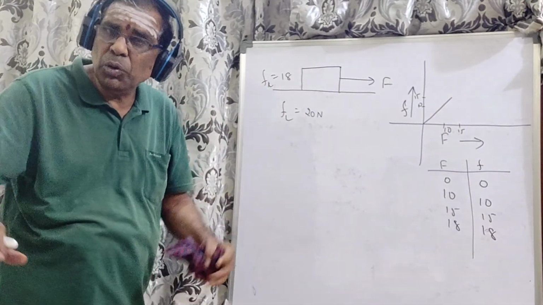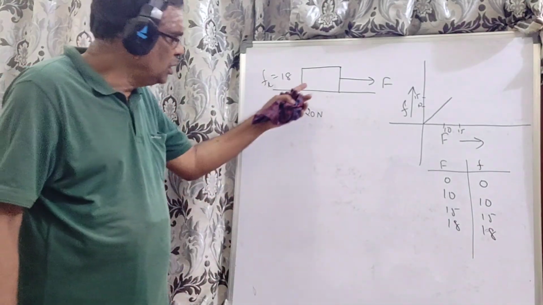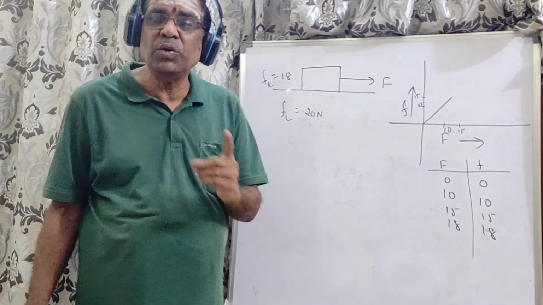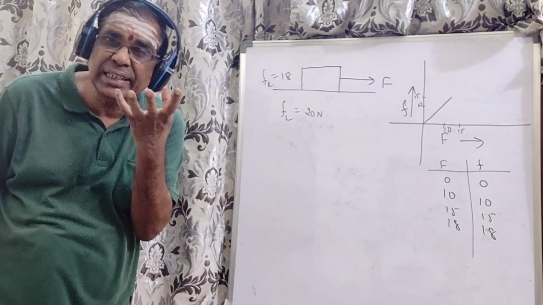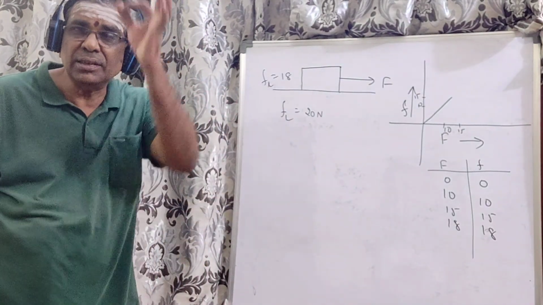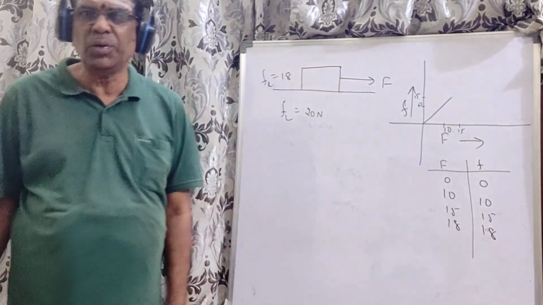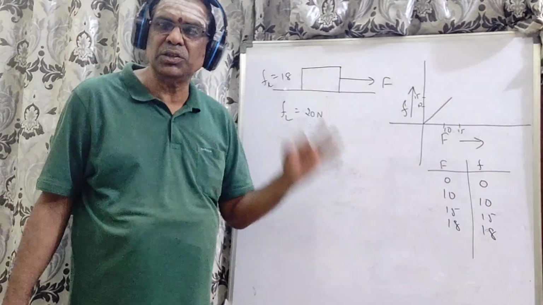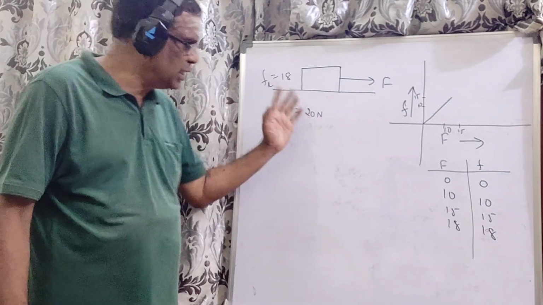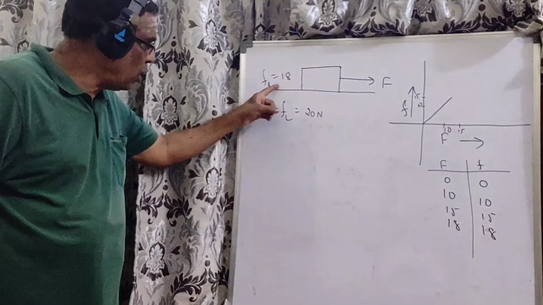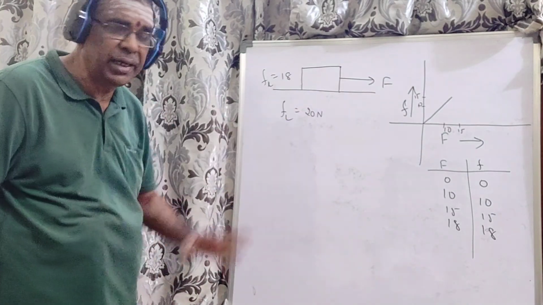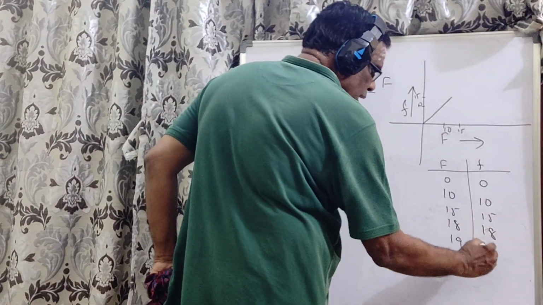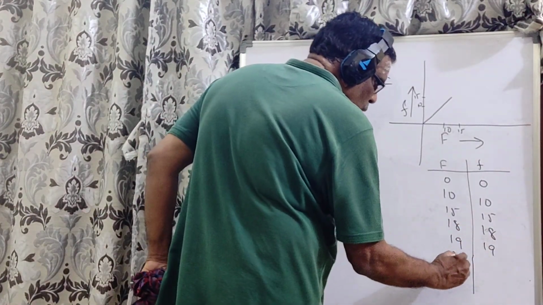This body will not move. Why? In order to just move the body, you have to apply a minimum force of 20 newtons. What is the significance of Fl? That is the minimum required magnitude of force to just displace the body. Minimum required magnitude of the force just to displace the body. Therefore, although Fk is 18 for this pair, when I apply from a state of rest 18, it's going to be 19, 19. Supposing I go to 20.